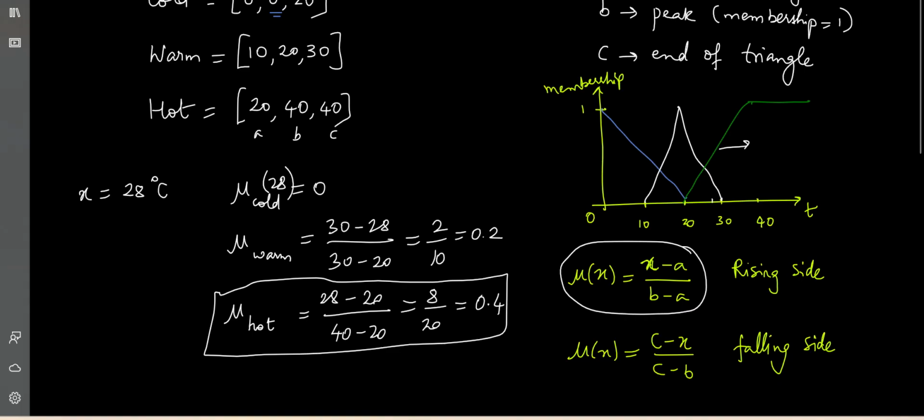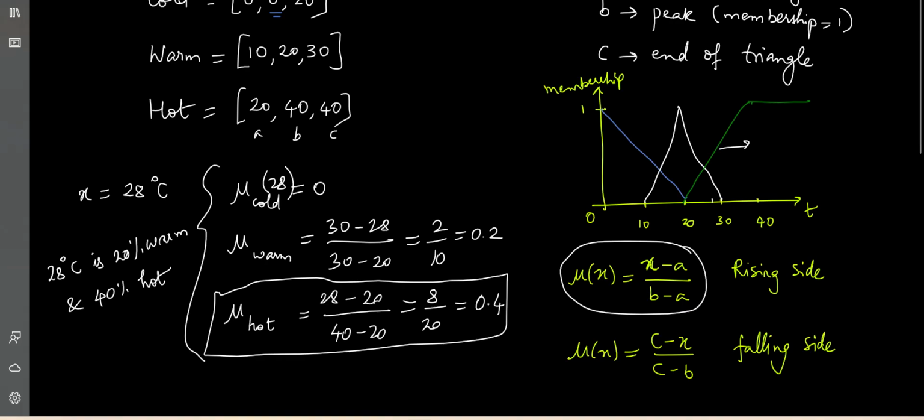So we can say in our general language that this temperature is considered to be 20% warm and 40% hot. Now this step we call fuzzification. So we can say 28 degrees Celsius is 20% warm and 40% hot, as per our understanding of this example.